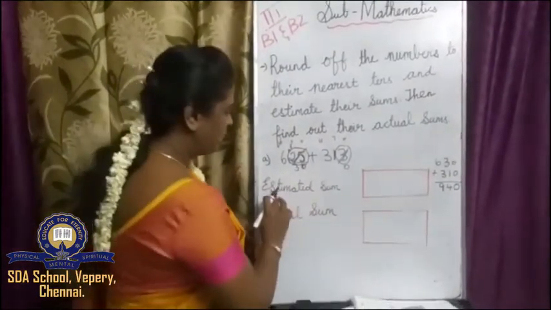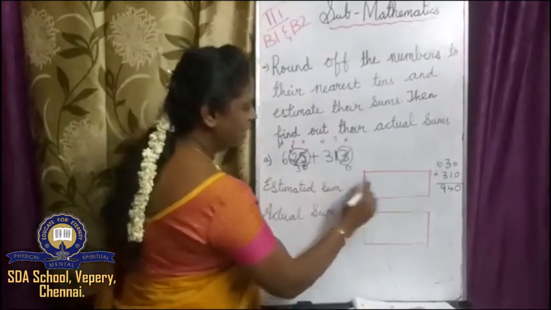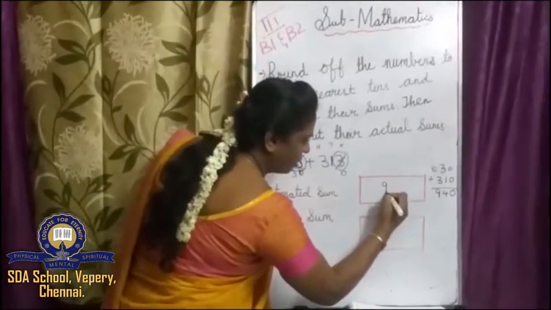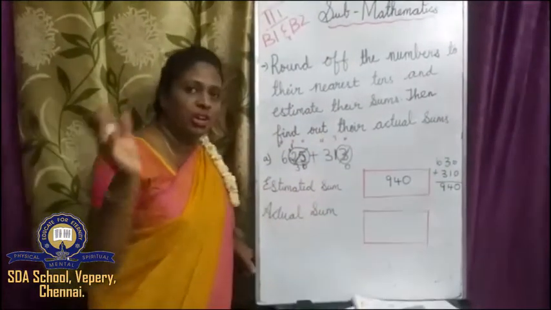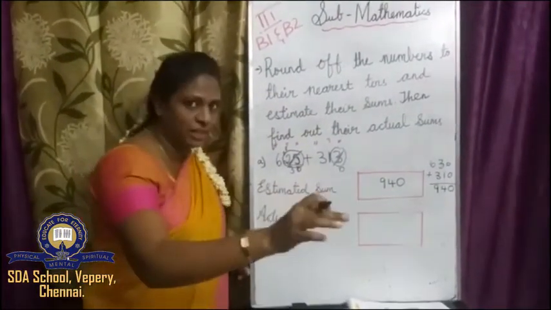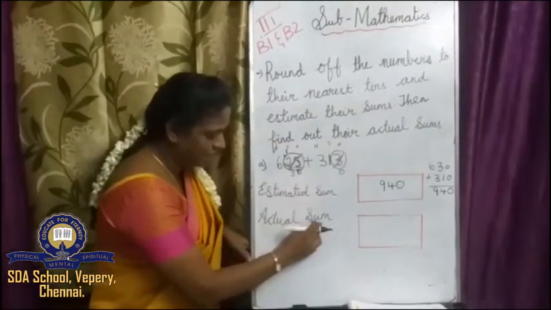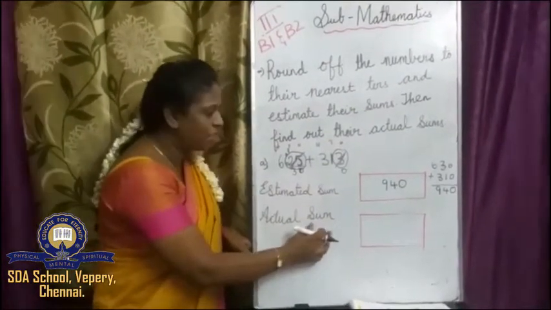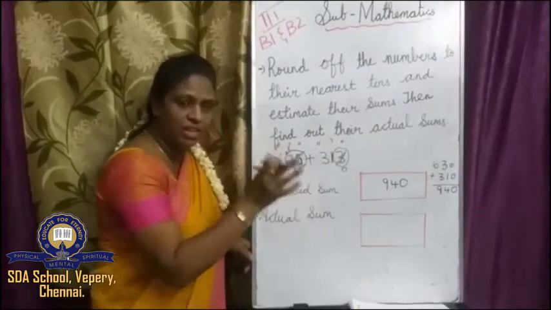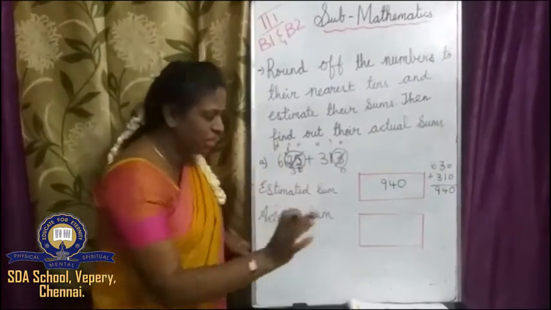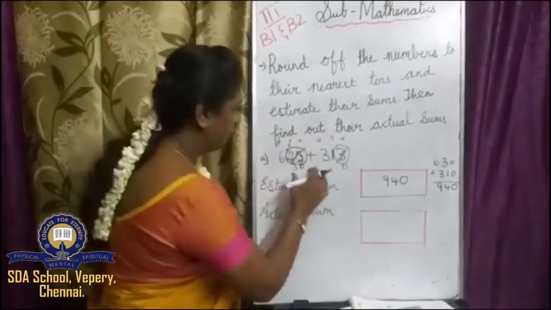940. So this is the estimated sum. Children, again I am repeating: estimating means you are rounding off and then you are doing the sum. Now they are asking for the actual sum. Actual means the original numbers that they have already given. Don't do any changes. Write it as it is.